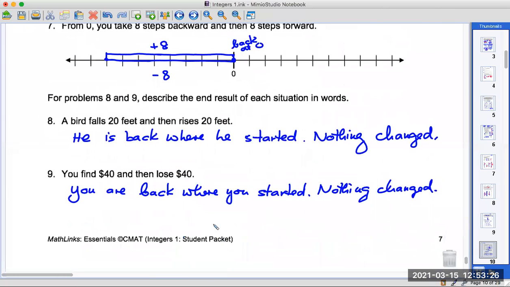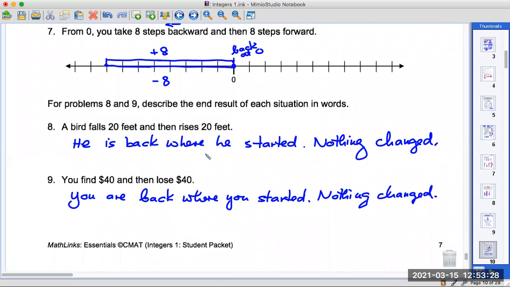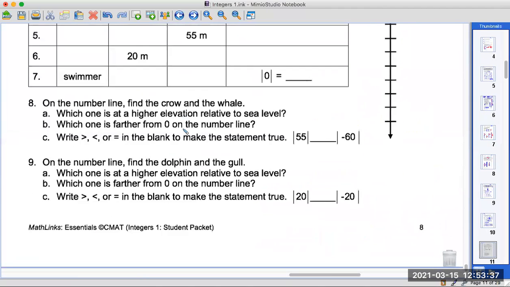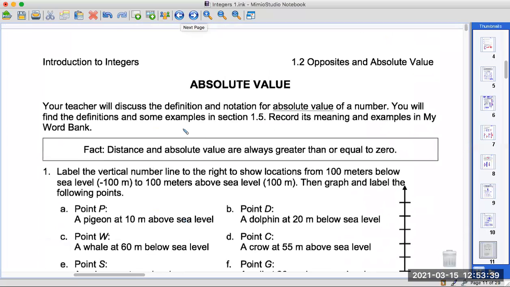Okay, so that was page 7. So we're done, right? Everybody has their notes. If you're falling behind, you can stop and just slow down and watch the video. Okay, so we're now on page 8. So this is also notes.